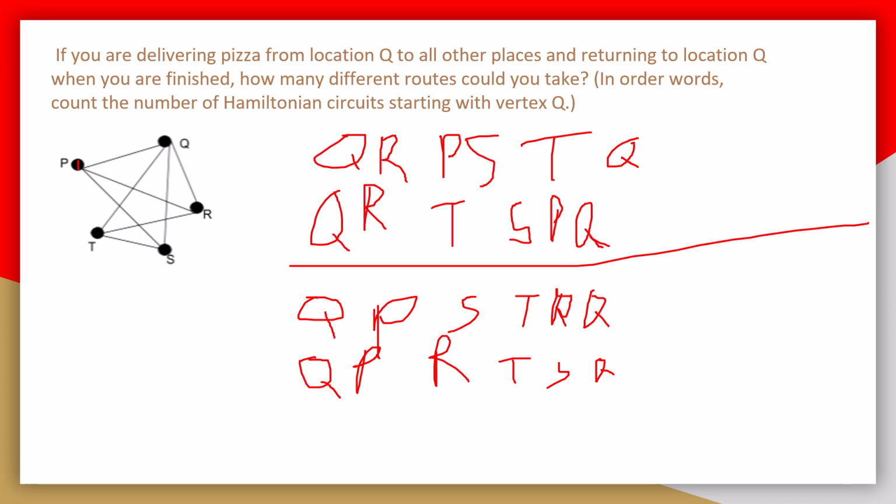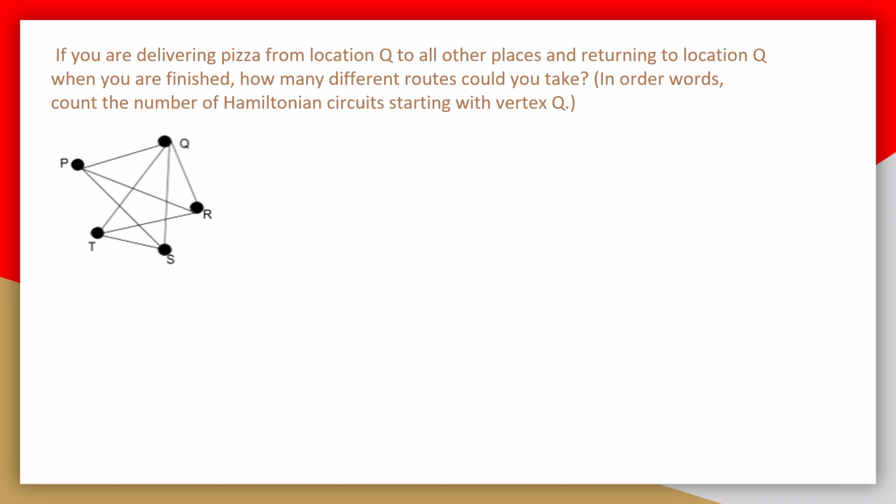We've done QR and QP. So now let's do QS. With QS, S is connected to T and P, so there will again be 2.